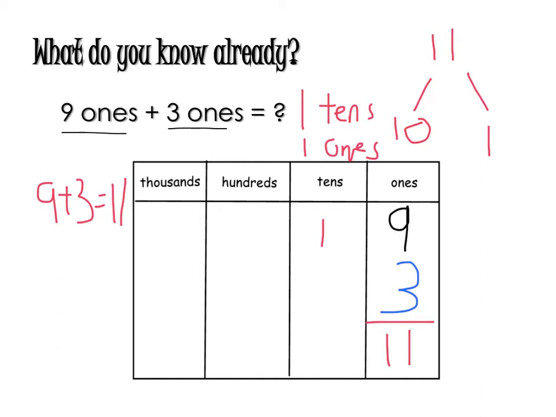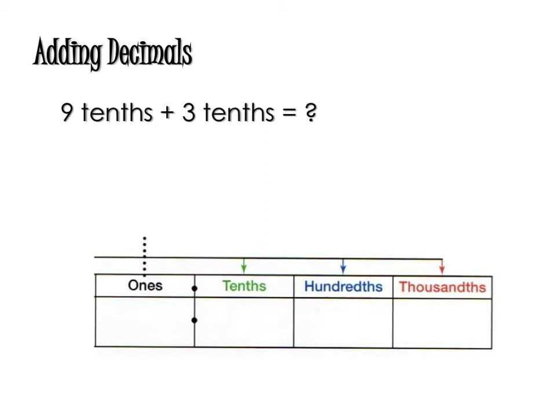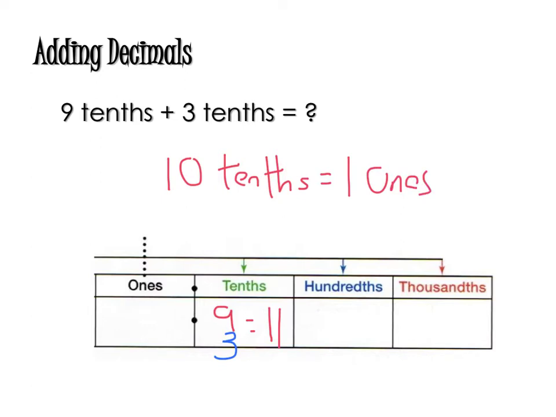Okay, so these are some things that you know already, and I want you to bear this in mind when we look at decimals. So now I'm asking you this question, 9 tenths plus 3 tenths. So let's do the same thing. 9 tenths plus 3 tenths will actually give me 11. Okay, so I know that 10 tenths is actually equal to 1 ones. If I have 10 pieces out of 10, I actually have 1 whole pizza, right? So I can regroup this 10 to 1, and I'm left with 1 ones. So 9 tenths plus 3 tenths is actually 1 and 1 tenth.